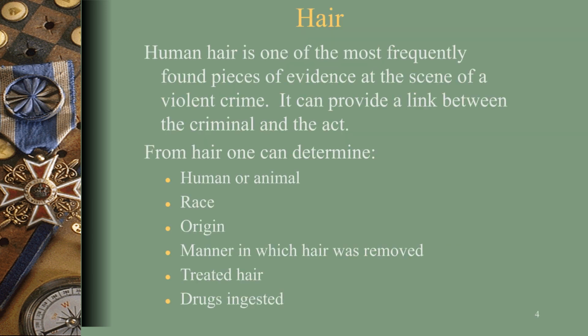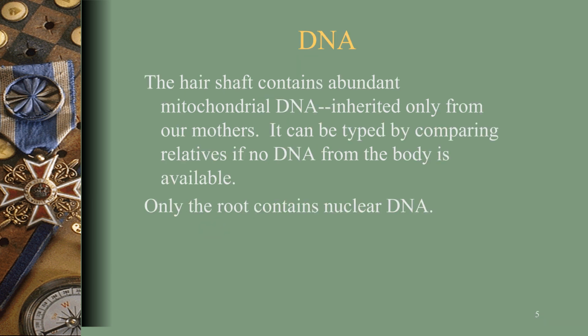Human hair is frequent evidence at violent crime scenes. Analyzing hair helps determine if it is human or animal, its origin, race, whether it has been treated, how it was removed, or if drugs were ingested. Regarding DNA in hair, the shaft contains abundant mitochondrial DNA, which is inherited from mothers and useful when body DNA is unavailable. Only the hair root contains nuclear DNA.